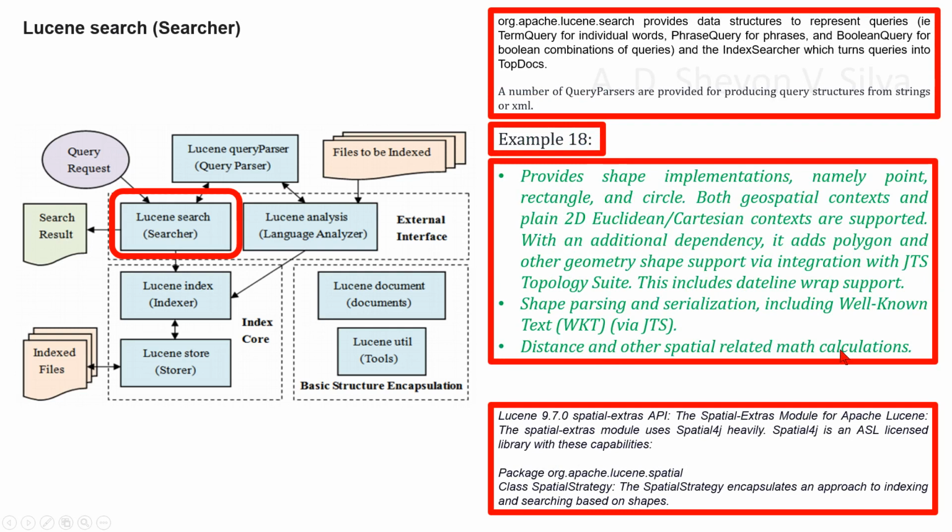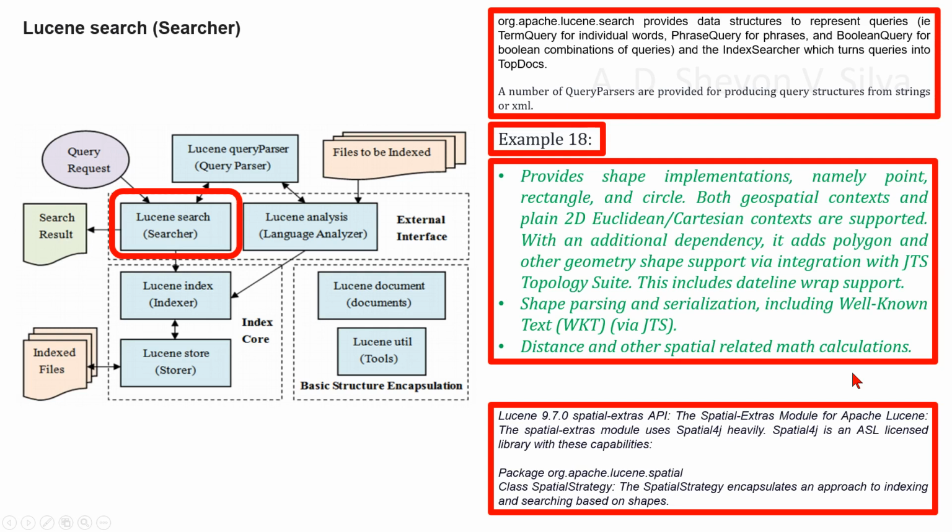Now we are considering the Lucene 9.7.0 Spatial Extras API, the Spatial Extras module for Apache Lucene. The Spatial Extras module uses Spatial4J heavily. Spatial4J is an ASL license library with these capabilities here.